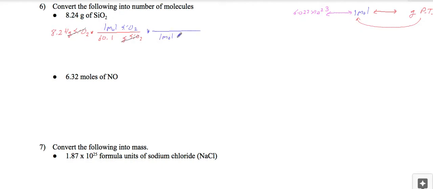One mole of silicon dioxide. And now we have to go to the other one, 6.022 times 10 to the 23rd molecules. And it gets our number of molecules, going to be 8.26 times 10 to the 22nd.